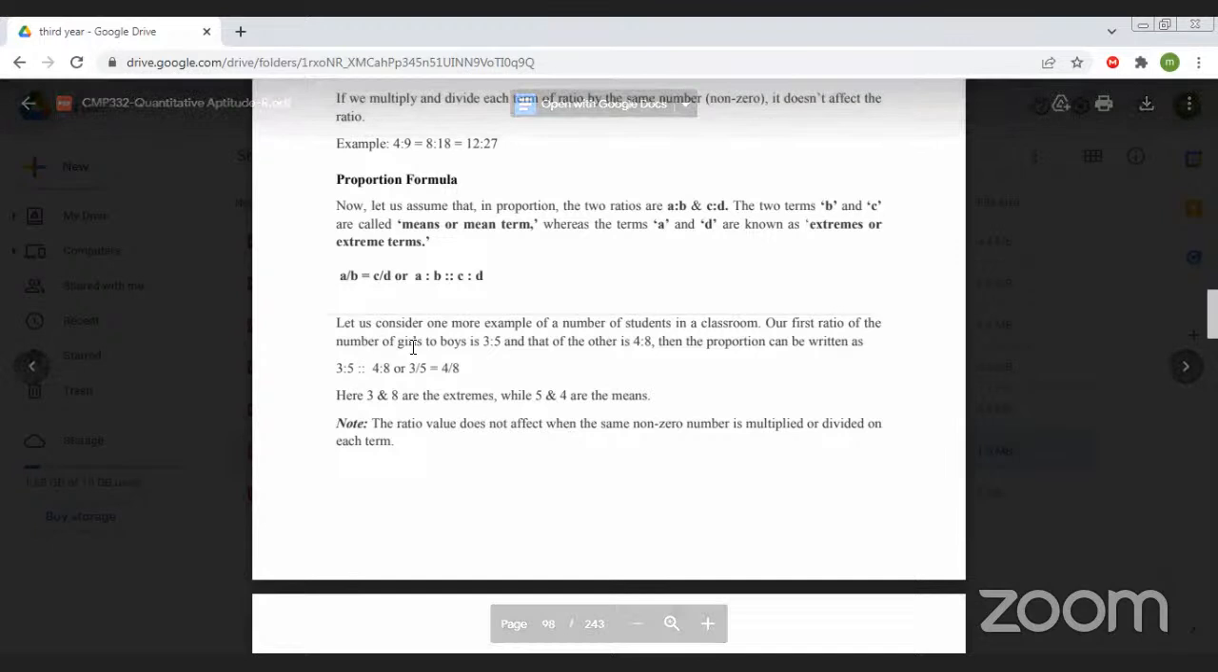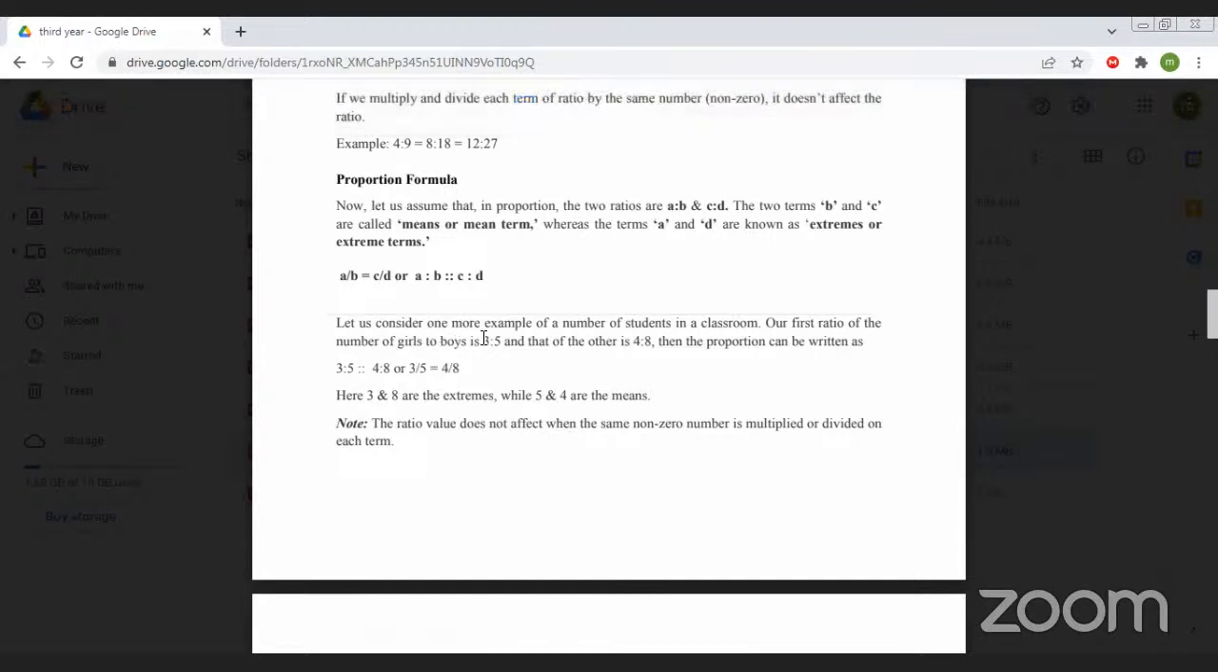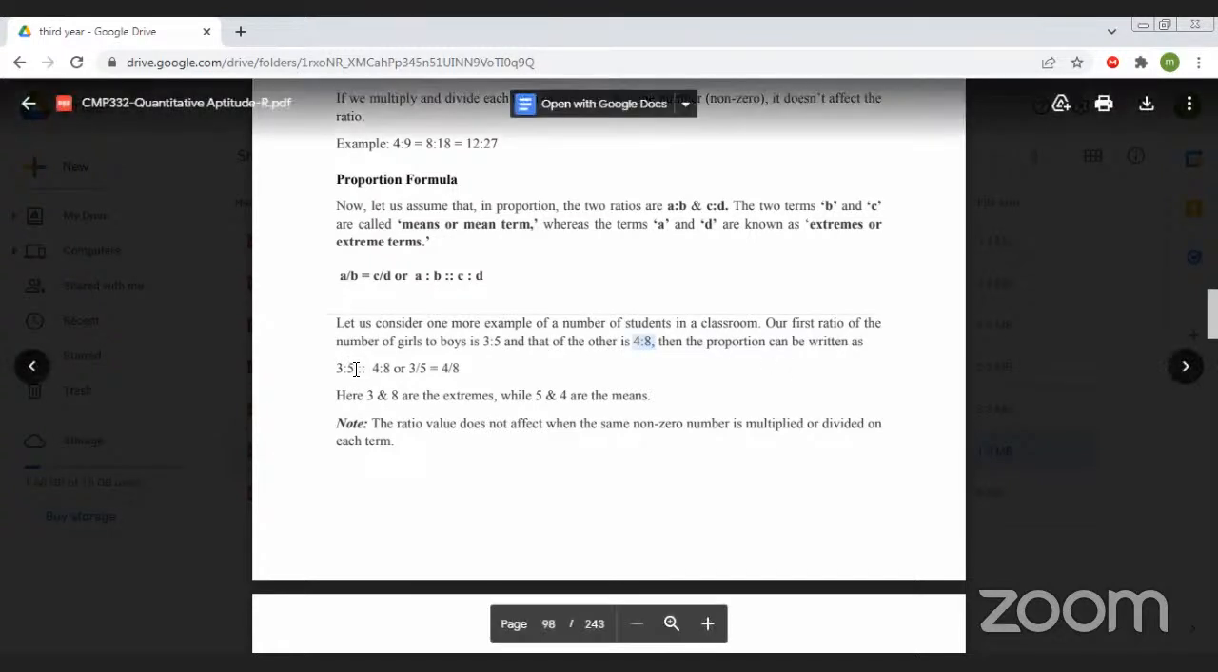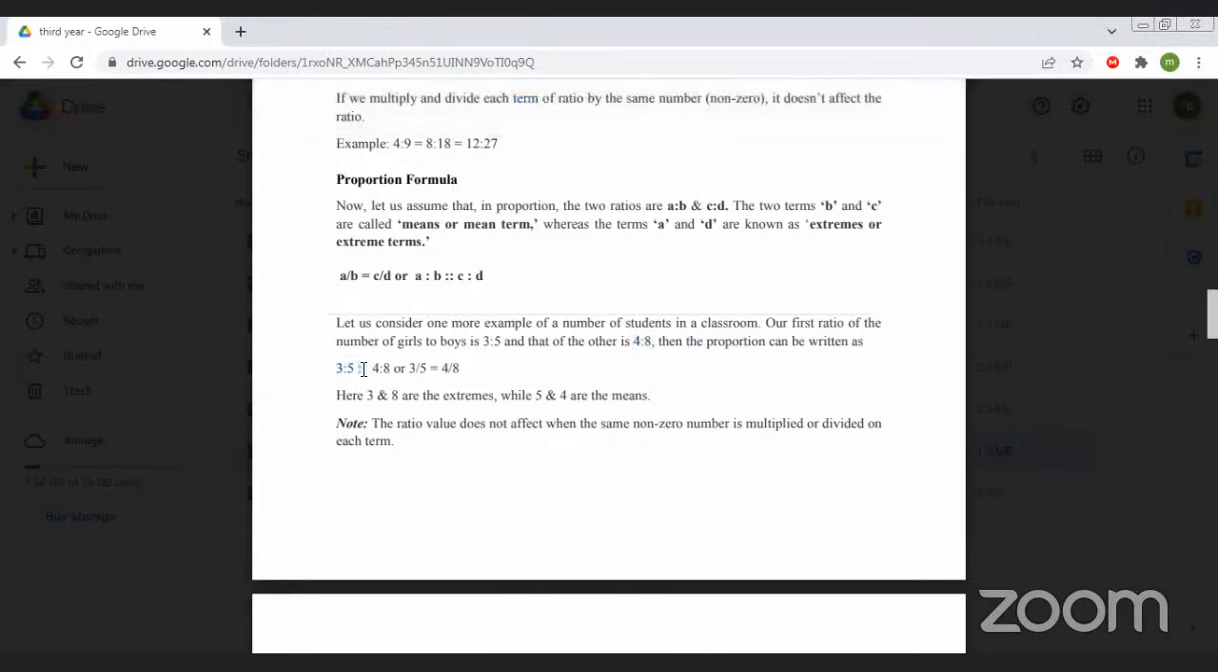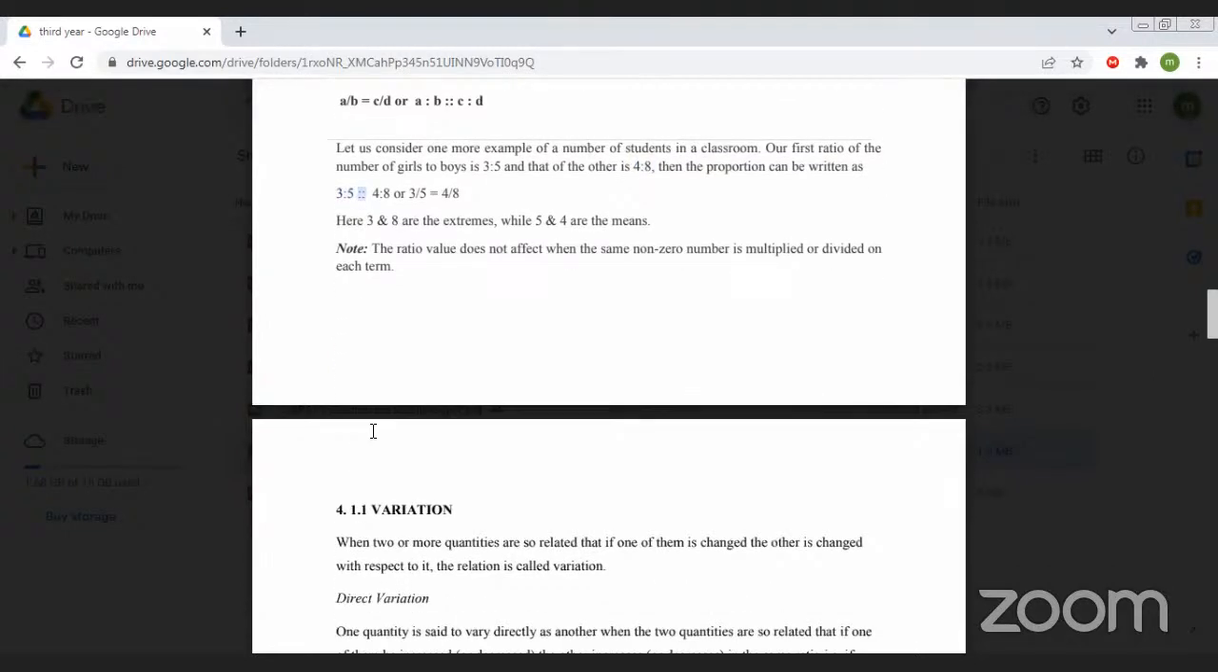Our first ratio, the number of girls to boys, is 3 is to 5, and the other is 4 is to 8. So how will it be written in this form? This means, means.